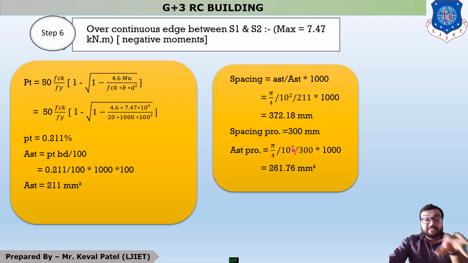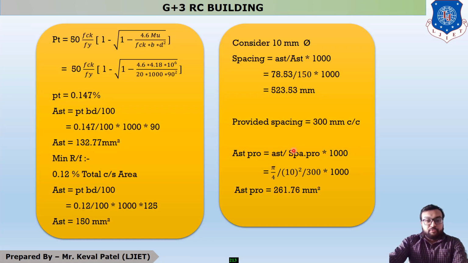Now this is the Mx negative. Now the turn for my negative. For my negative, your value of my negative is 4.18 kilonewton meter, and whenever you have to work in the y direction, your value of small d is 90. So students, after putting all this value, you will get your answer of PT equal to 0.147.